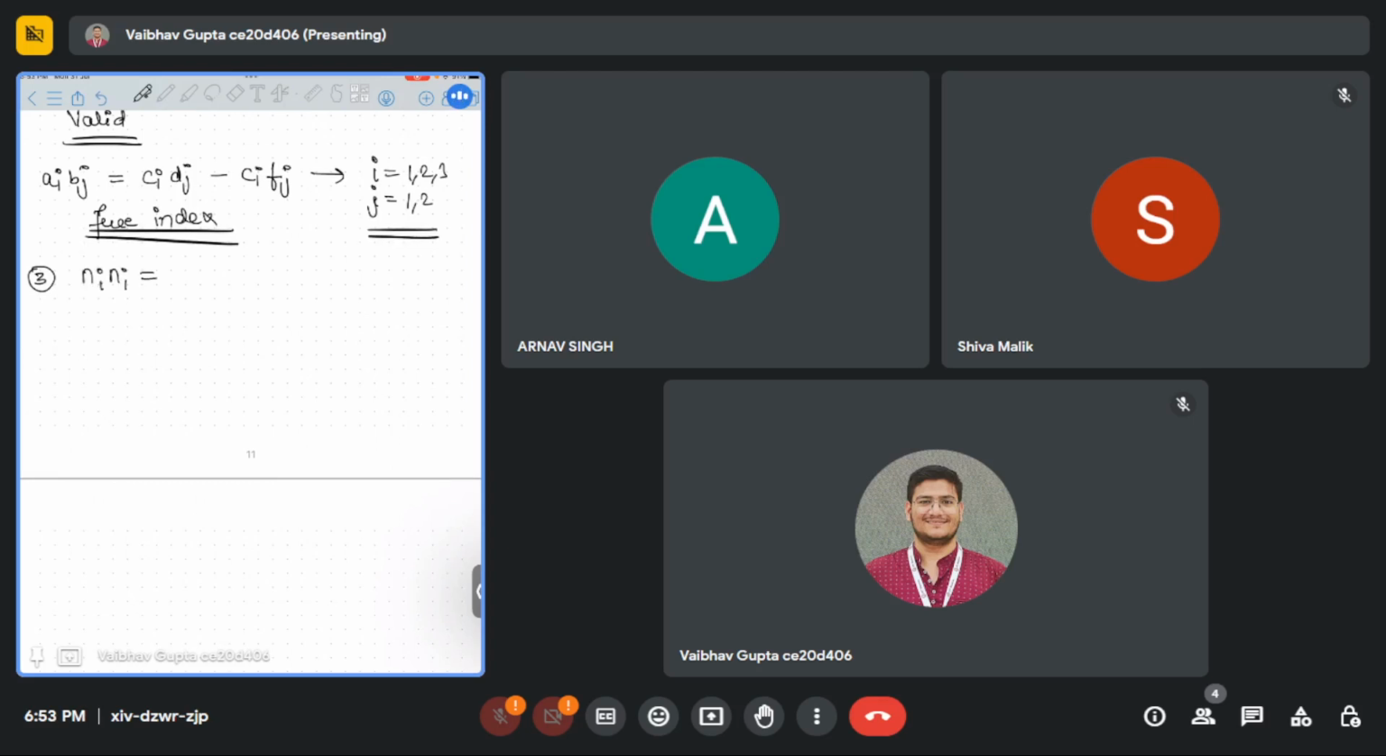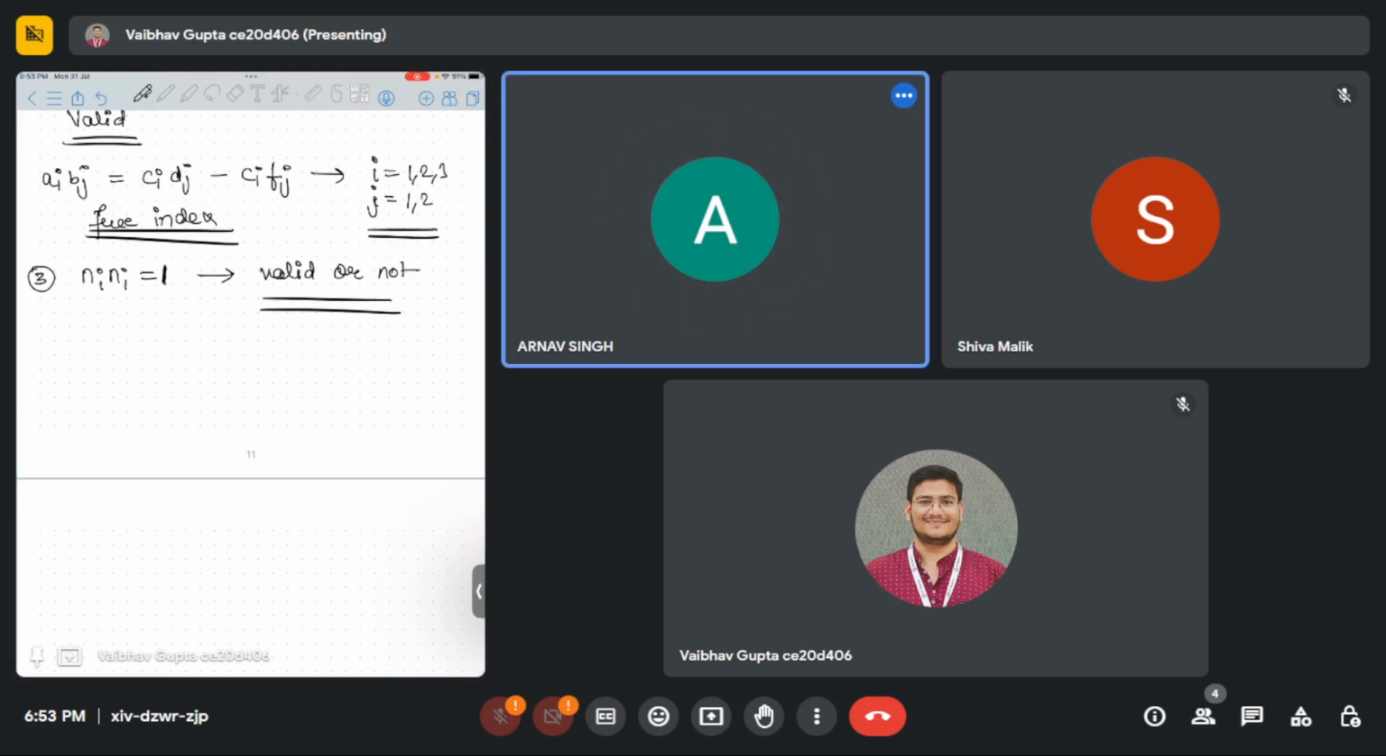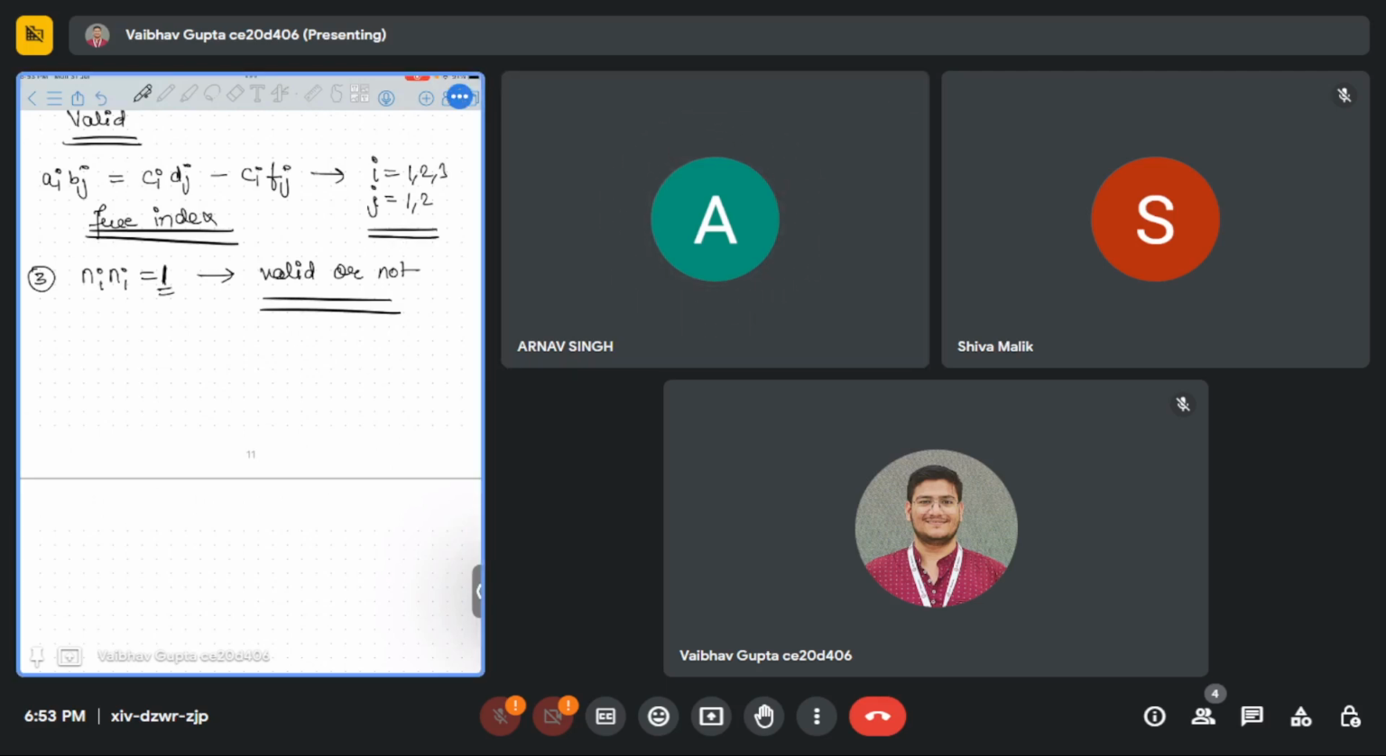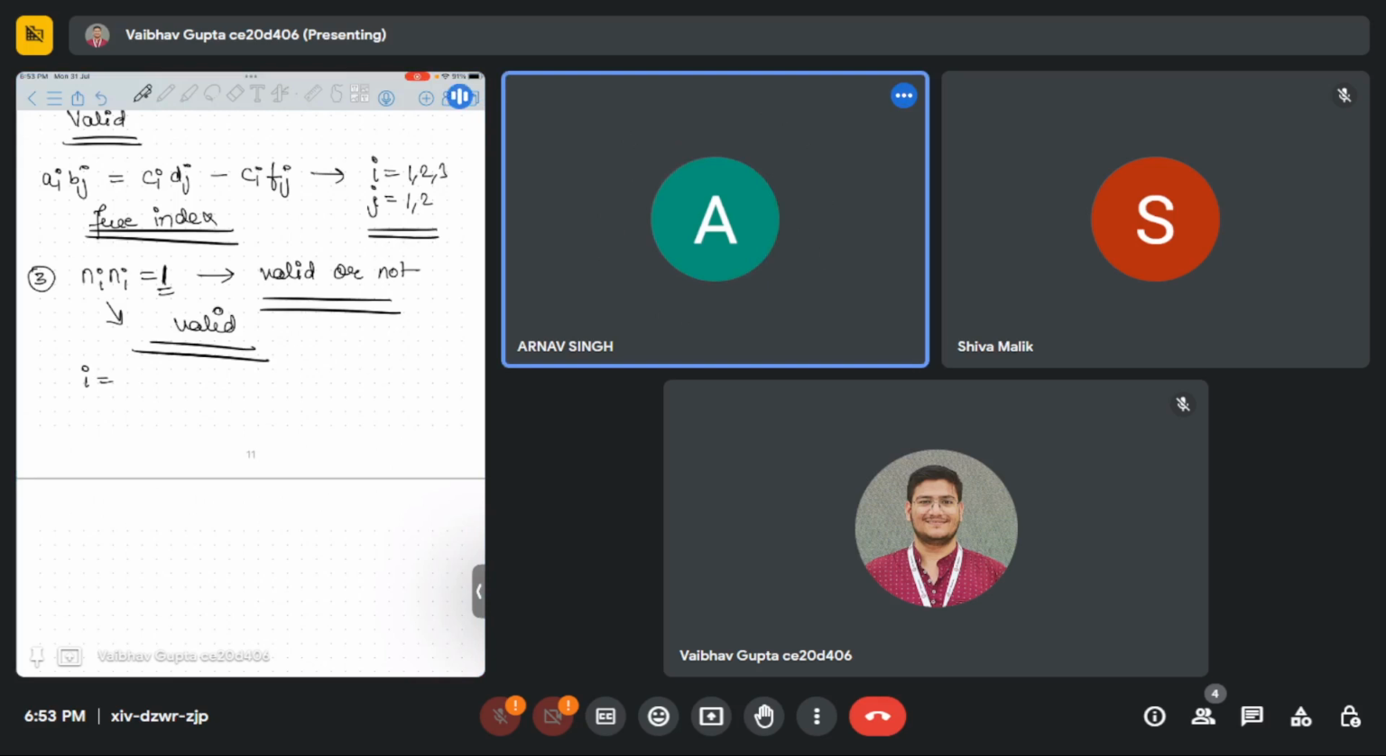Ni Ni is equal to 1. Is this expression valid? This I is nothing but the identity matrix. Yes, sir. So this is a valid expression. So what index is this I? Free index or dummy index? Sir, free index. No, dummy.